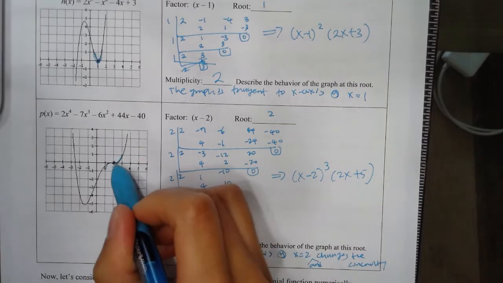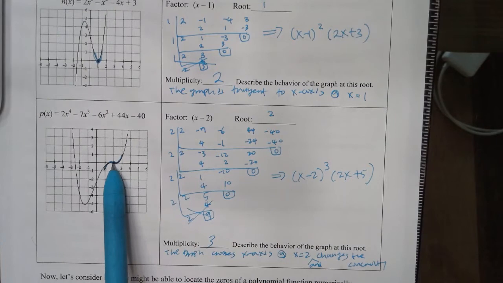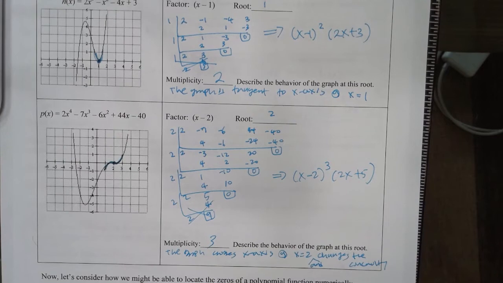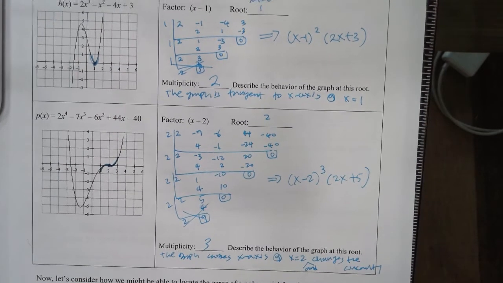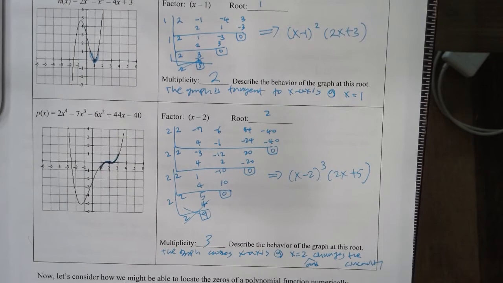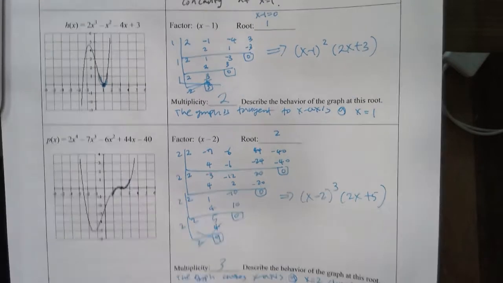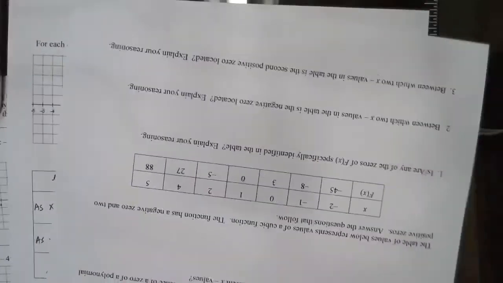Right there, the graph crosses the x-axis at x equals 2 and changes the concavity. It's the same description we use when it has a multiplicity of 3. Okay? Alright, now let's consider how we might be able to locate the zeros of a polynomial function numerically. Look at the last page.